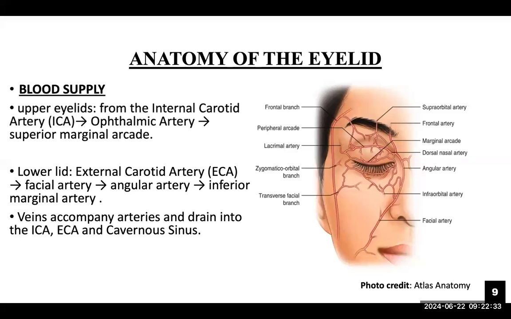The lower eyelid gets its own blood supply from the external carotid artery via the facial artery through the angular artery, and then it forms the inferior marginal arcade. The veins accompany the arteries and drain into the internal carotid vein, the external carotid vein, and then the cavernous sinus.